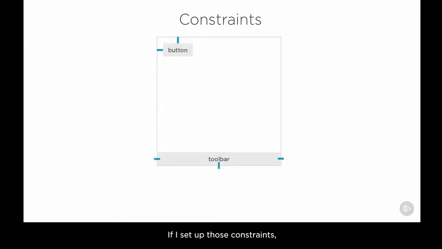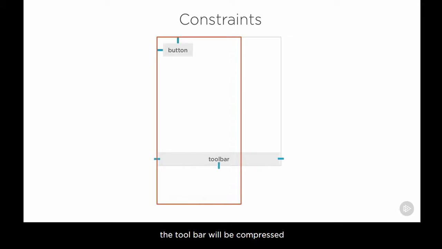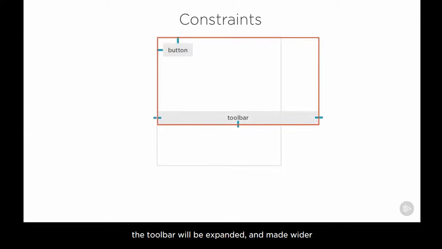And if I set up those constraints, it would always stay on the bottom. And because there are constraints on the left and the right, when we view it in portrait mode, the toolbar will be compressed to fill the available space there. And when we view it in landscape mode, the toolbar will be expanded and made wider to fill the available space there.